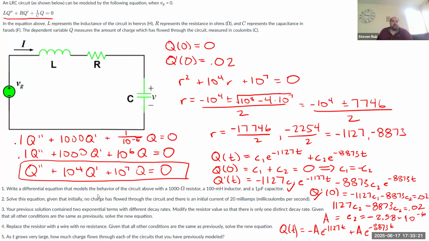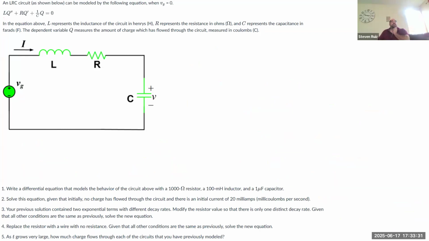Actually, number 3 is going to call for something different. Question 3: your previous solution contained 2 exponential terms with different decay rates. Modify the resistor value so that there is only one distinct decay rate. So why would that happen?